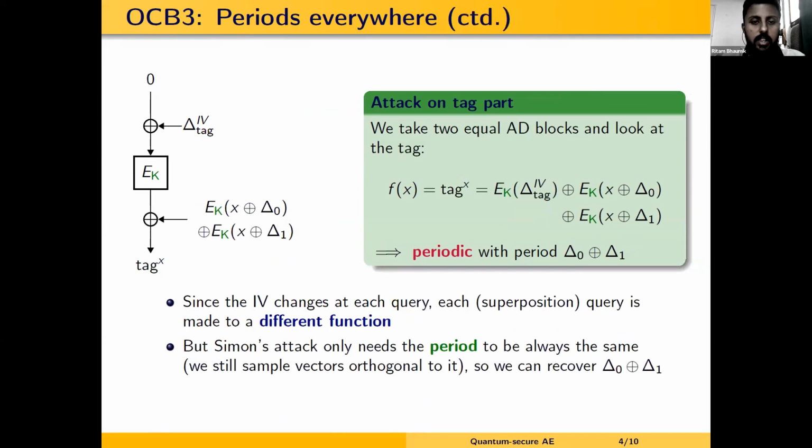But on the tag part as well, there can be attacks, because if we just calculate the tag of the empty message with the same associated data block repeated twice, then the tag becomes a periodic function of the associated data block with a constant period. And again, we can use Simon's algorithm. So these are known results, but we are interested in the rate 1 property of OCB3. So here we try to examine how we can fix these weaknesses of OCB3 and still get a rate 1 authenticated encryption mode, which is secure against a quantum adversary.